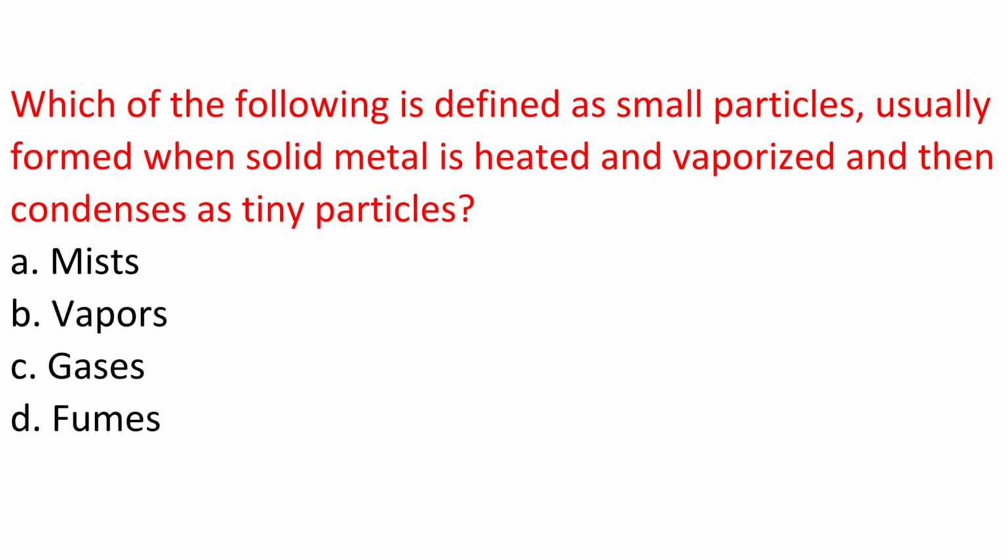Question: which of the following is defined as small particles, usually formed when solid metal is heated and vaporized and then condenses as tiny particles? A. Mists. B. Vapors. C. Gases. D. Fumes.